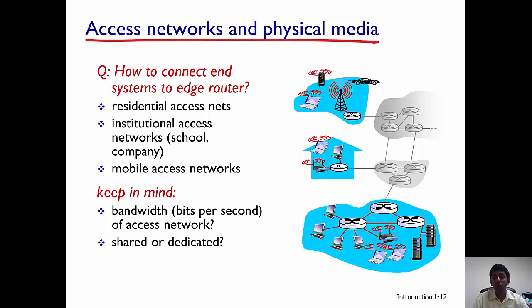The other thing is whether it's a shared or a dedicated medium. One example of a shared medium is a wireless medium, where different hosts are all trying to use the air channel to connect to the wireless router. A dedicated network might be something where you have an Ethernet cable and you connect your desktop directly to the router at your house.